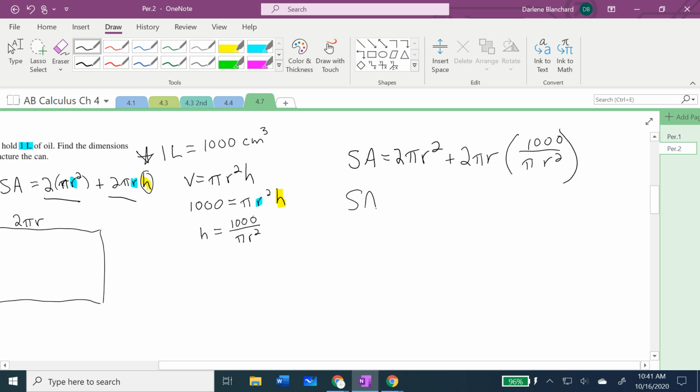First, I'm going to simplify so that my derivative isn't as extensive. The pi's cancel out, get a little bit of r cancellation, and I wind up with 2,000 divided by r. But I'm going to write it as 2,000 r to the negative 1 because that's going to be an easier derivative to take than quotient rule. Then I look at the rate of change of surface area with respect to the radius. So I'm taking the derivative with respect to r.